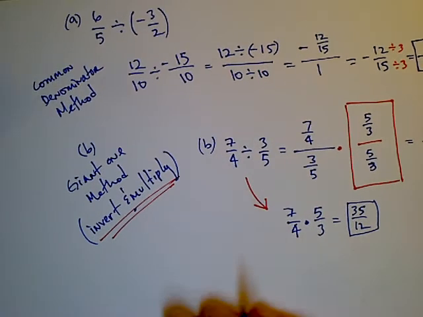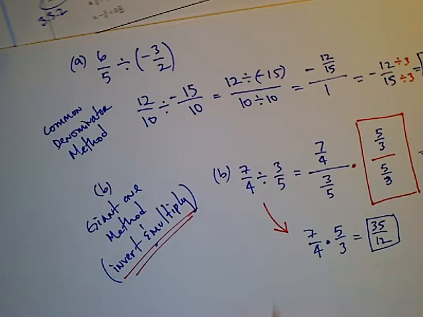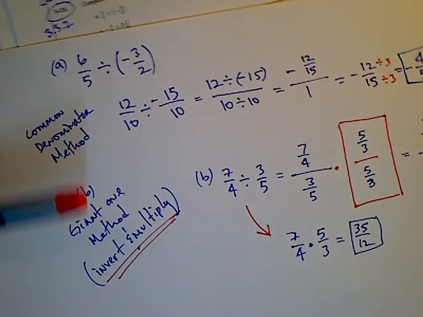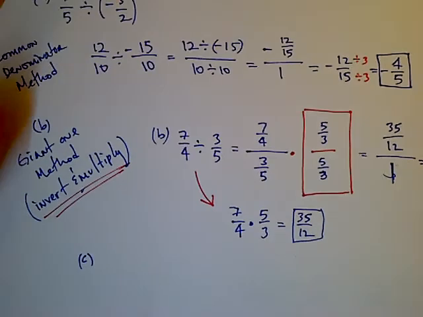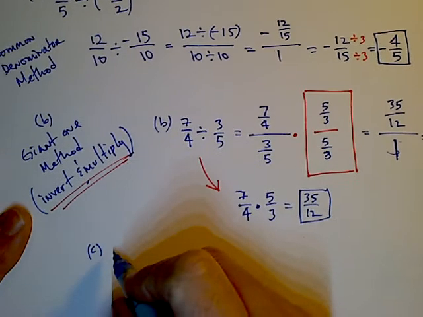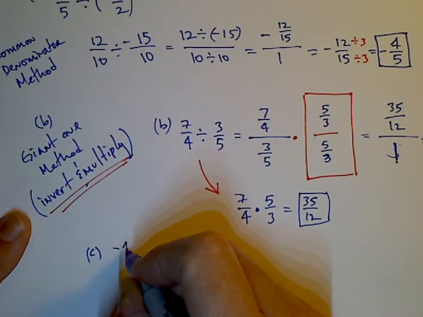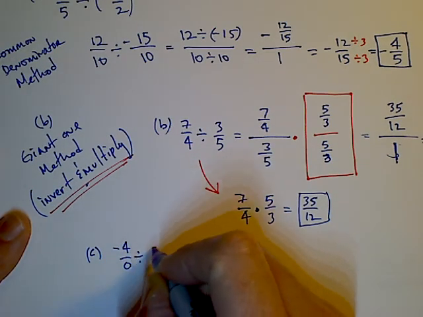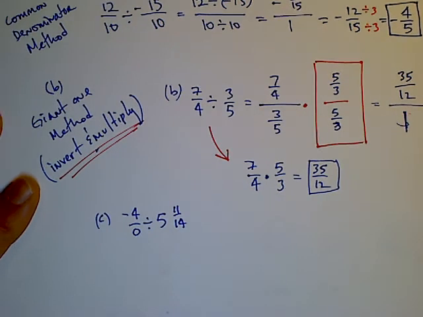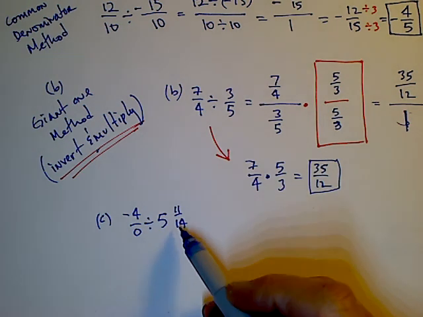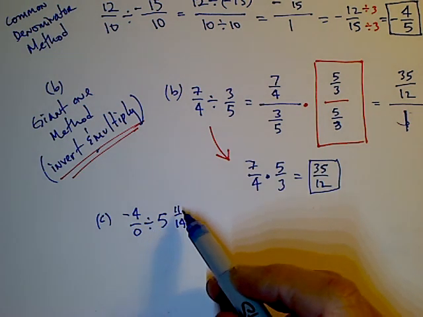So let me just get through D and C real quick so we can see those as well. So D, oh, actually I'm on C. So C, let me make some room here. C is negative 4/0 divided by 5 and 11/14. Okay, so I have negative 4/0 divided by 5 and 4 by 5 and 11/14.